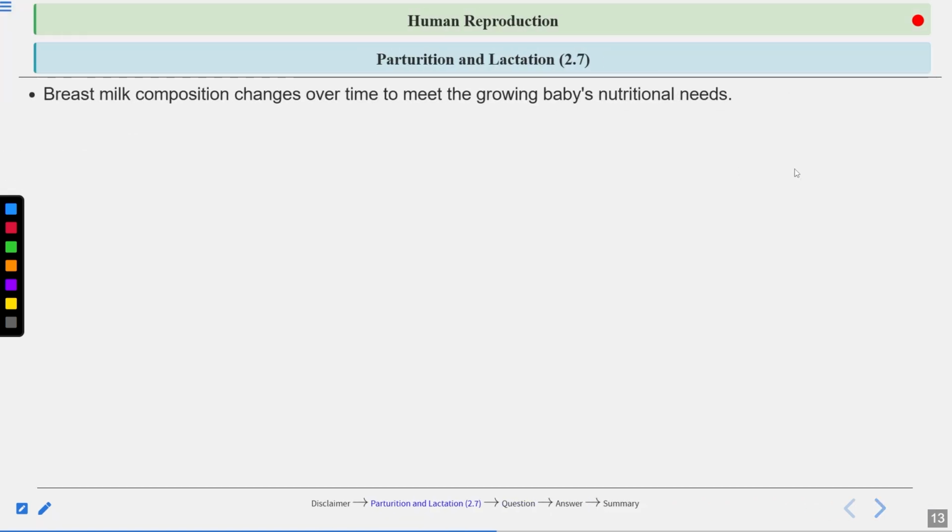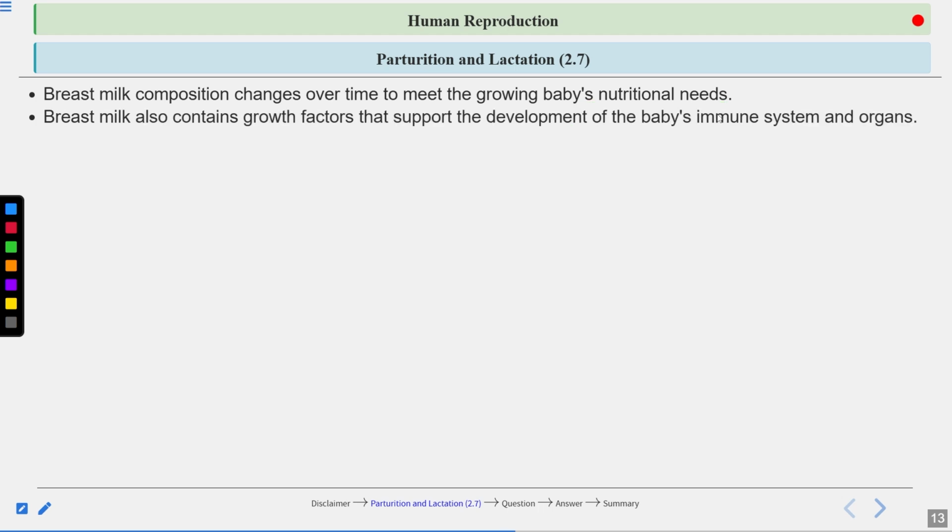Now, breast milk composition changes over time to meet the growing baby's nutritional needs. This we have already discussed. Now, breast milk contains growth factors that support the development of the baby's immune system and organs as well. So the composition of the mother's milk is changing. Mother's milk also contains growth factors, and these growth factors support the development of the baby's immune system as well as the organs.